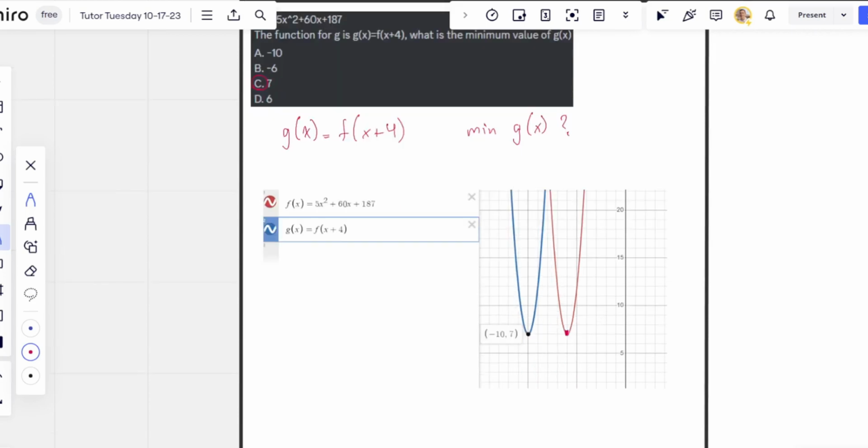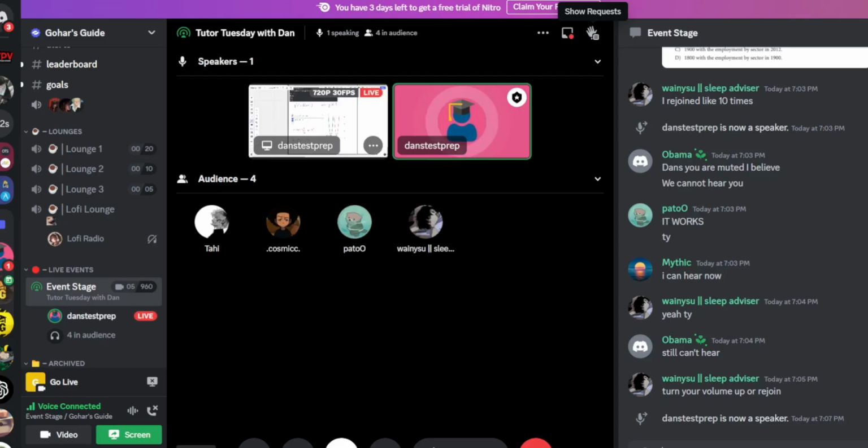Or if you had to solve it really by hand, you could get the vertex as the minimum. Vertex is -b over 2a. That's the x coordinate. And then plug in to f of x to get the resulting minimum value, because the minimum value means the y value. Either way you solve it, you're going to get that the minimum value is going to be 7.